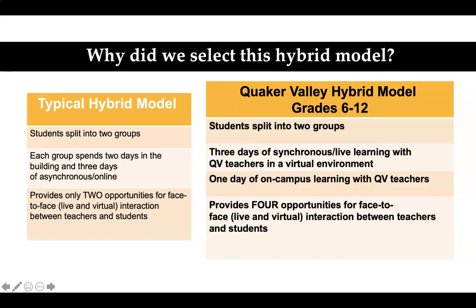Although those students are in school for an additional day, they only have live access to the teacher twice each week. With Quaker Valley's hybrid plan, students will have 4 days of face-to-face instruction and learning with the QV teachers, 3 virtual days, and 1 on campus. We feel the increased amount of face-to-face time with the teachers will greatly benefit our students.